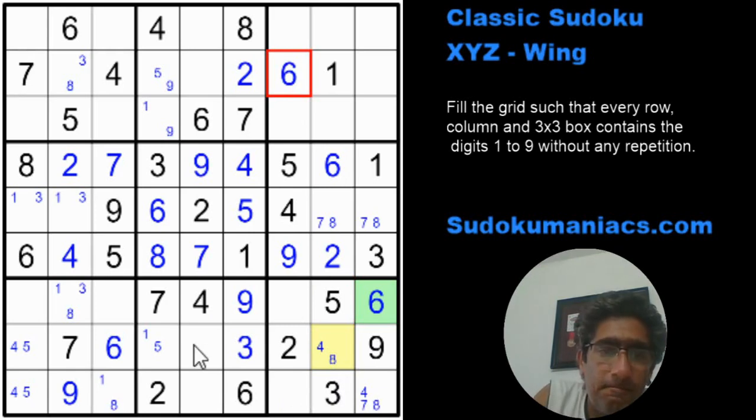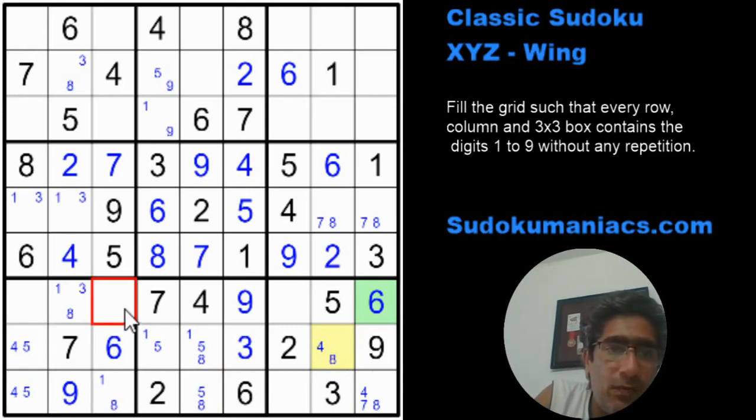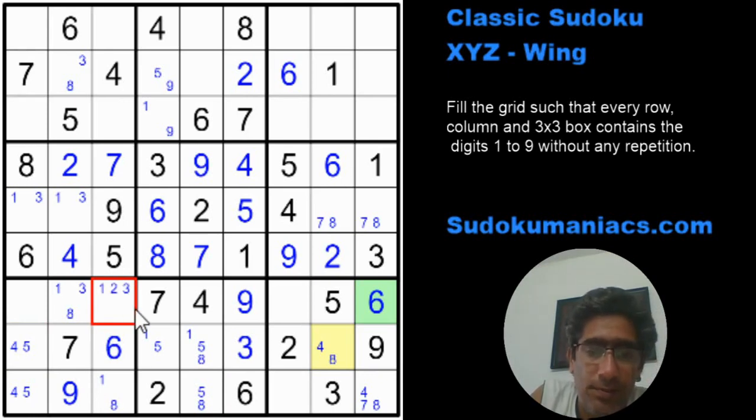Right? This would be 1, 5 and 8. And this would be a 5, 8. 1 would not be possible here because I require a 1 in row 8, and it's not possible here, and neither is it possible here. So this is a 5, 8. And the missing here are 1, 2, 3 and 8. So this will be 1, 2, 3, 8.